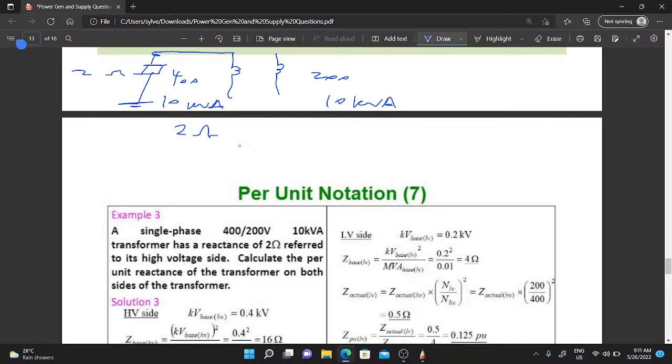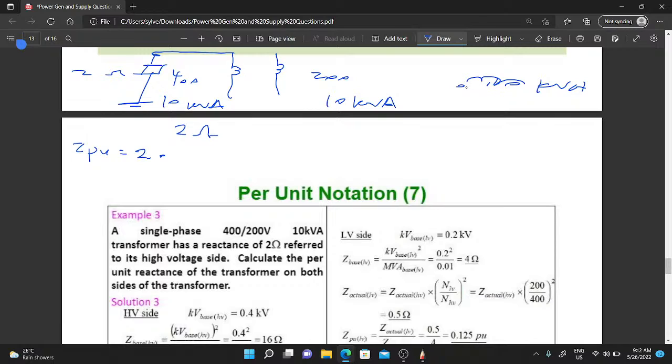All right, sure. The first question is to calculate the per unit reactance on both sides. First, let's come to the high voltage winding side. Here we have the base values and we are supposed to find the per unit. Z per unit is Z actual times the power in megavolt-amps, and here we have 10 kilovolt-amps. To convert to megavolt-amps, I divide by 1000.